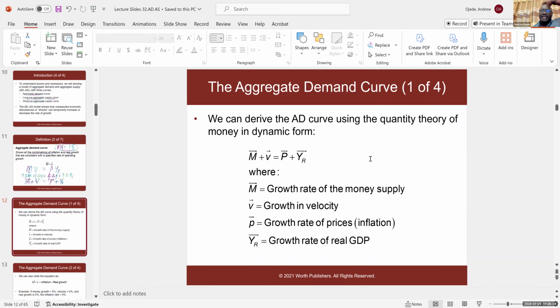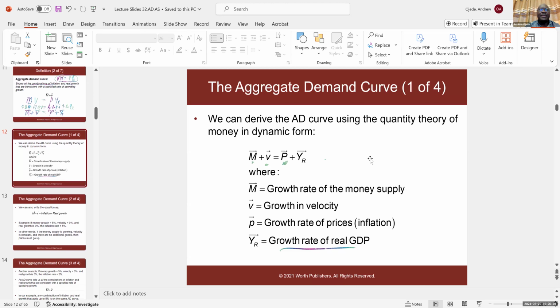So this quantity theory is now written in terms of growth rates. The model is saying that the growth rate of money supply plus the growth rate of velocity, which we talked about in the previous chapter as the average number of times each dollar bill is spent, must equal the growth rate in the price level plus the growth rate of real GDP. The growth rate in the price level is inflation, because inflation is defined as the percentage increase in the general price level.